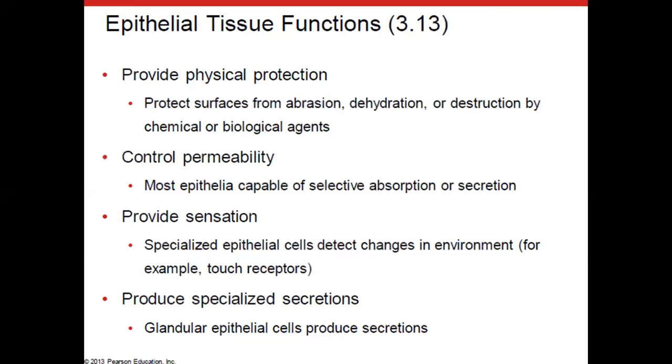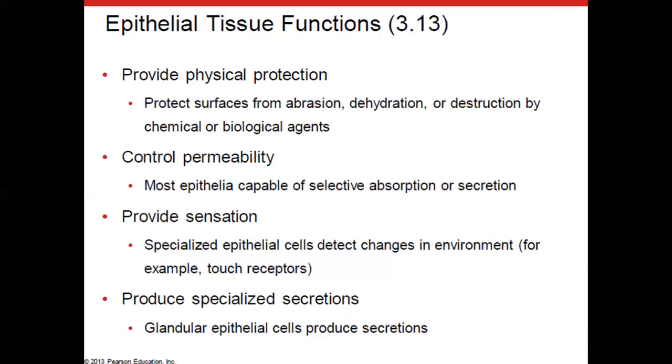Basically, epithelial tissues provide protection from abrasion or dehydration or some kind of damage. They also are able to control permeability, in certain types of epithelial tissue. So most epithelia is capable of, in some way, absorbing or secreting substances into or out of the cells. But some cells are more permeable than others, and some epithelial tissues are more permeable than others.